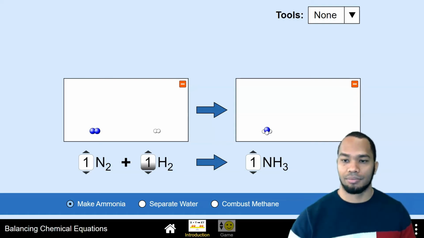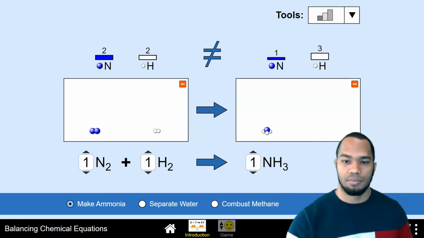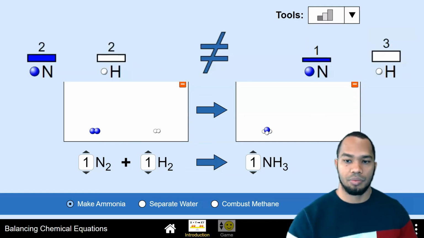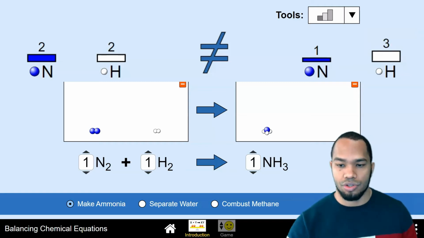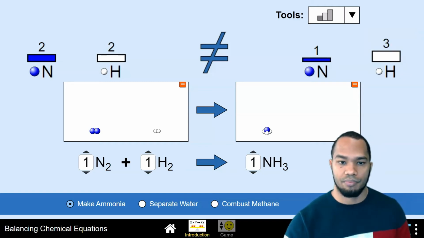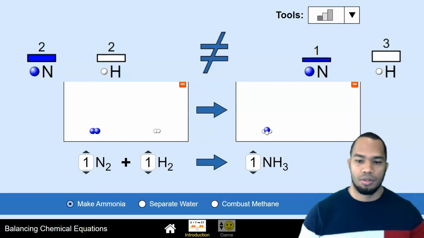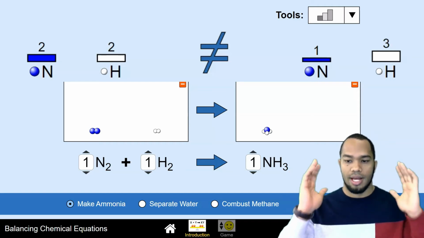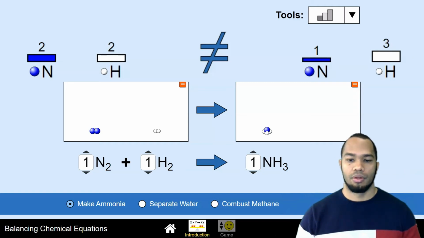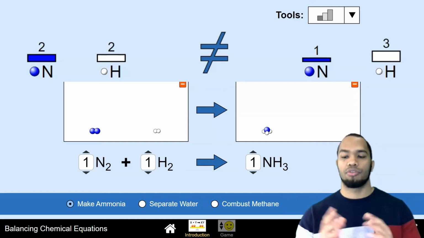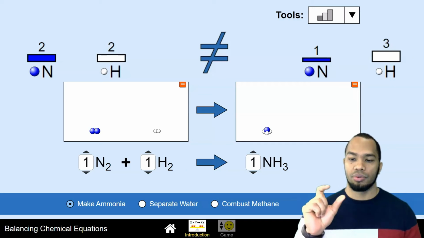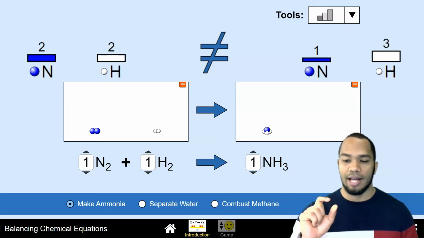So the question is, is this balanced? It is not balanced. So we need to account for our atoms. We can actually use this tool right here. And we go down to the graph. And we can see that we have 2 atoms of nitrogen, 2 atoms of hydrogen, 1 atom of nitrogen, so that's not balanced, and we have 3. So where do we start adding coefficients? The rule is we want to add coefficients to the molecule that has the most atoms.